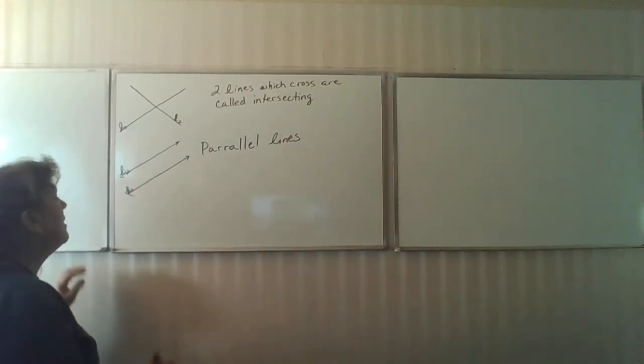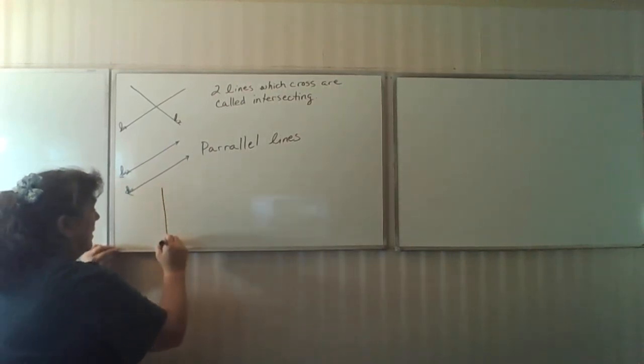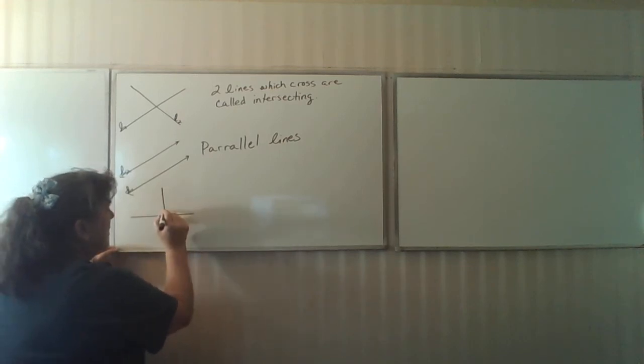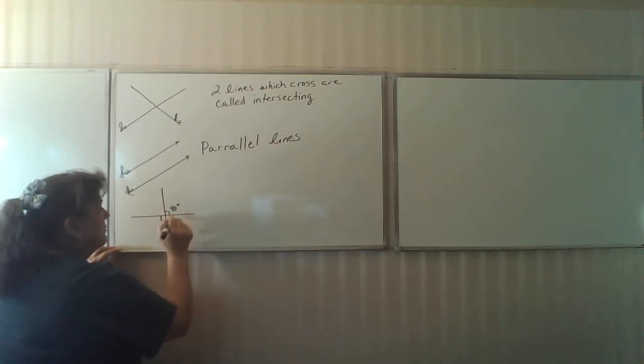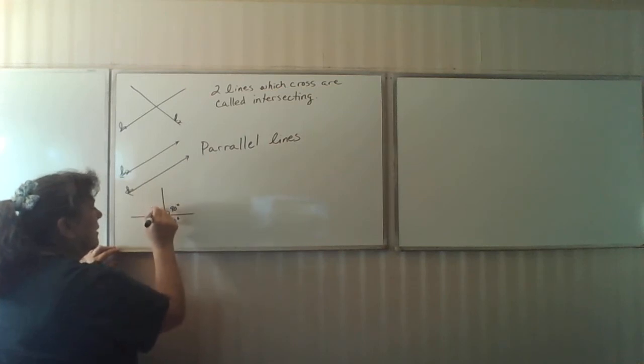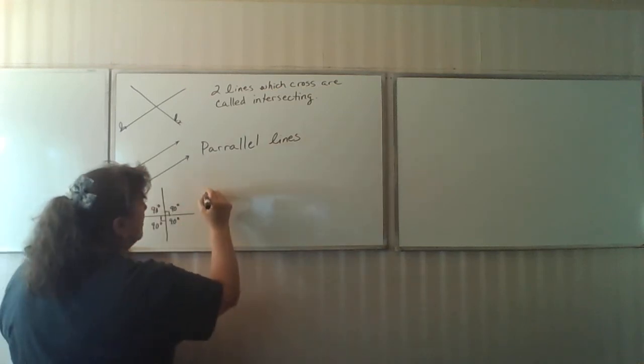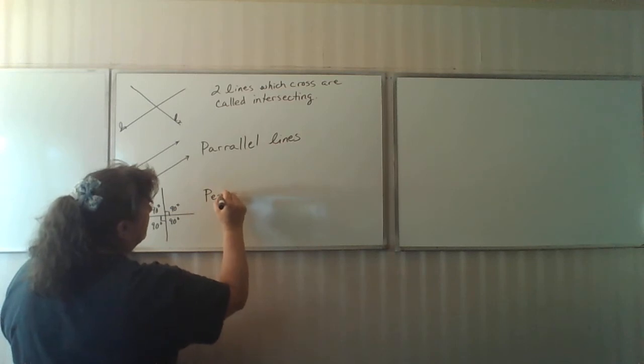Okay, how about another kind of line? Intersecting lines that form 90-degree angles at their point of intersection. 90-degree angle. These lines are called perpendicular lines.